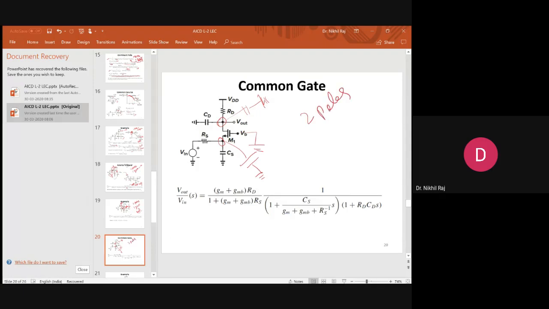Now any zeros will be there? So what I see here, this CGD is going to ground, this is also going to ground. There is no feed forward path, so no zeros are there. This is the estimation. Now look at the transfer function. What we see here, S is here, S is here, so there are two poles, but there is no zero, so our assumptions were correct.